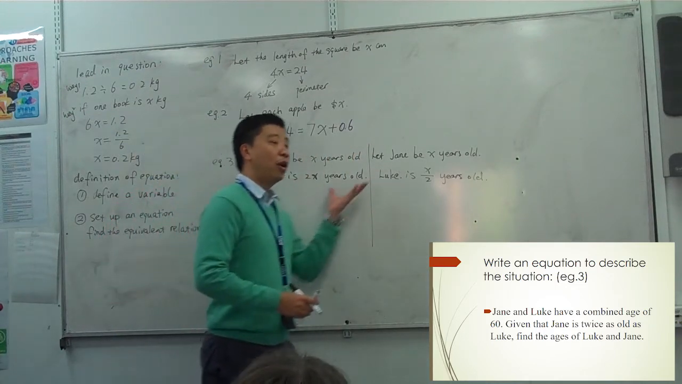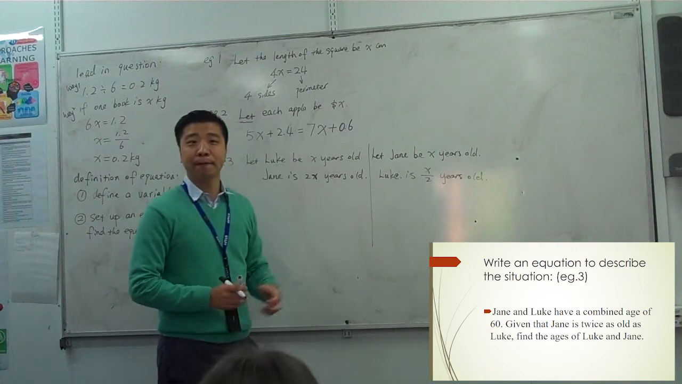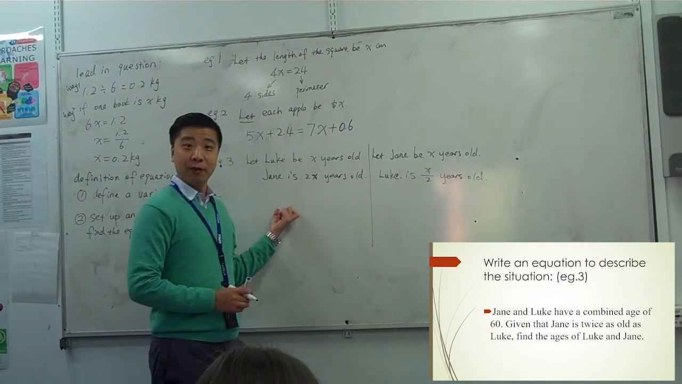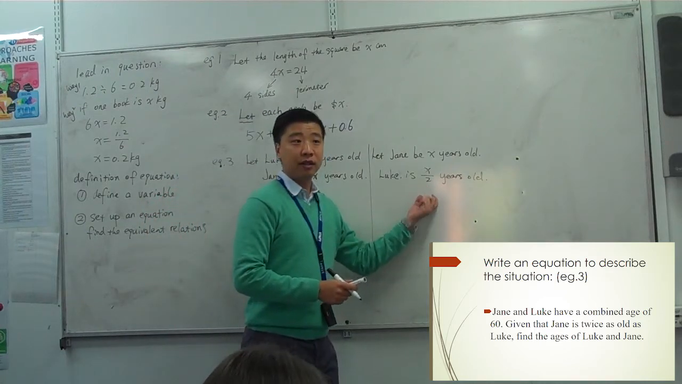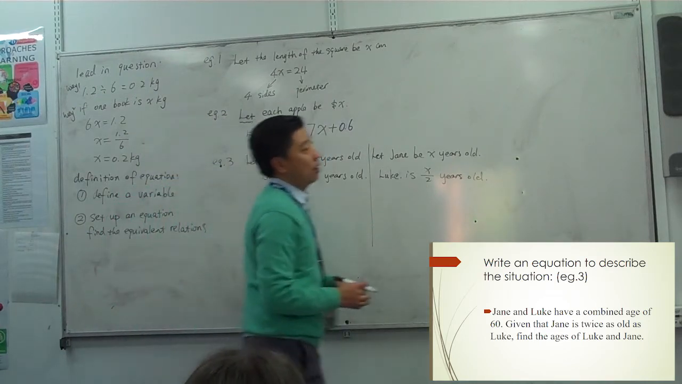Now you can see we can have different ways to solve that. Now everyone, which one do you think is easier? First one. Why is the first one easier? There's no fraction. Very good. It's no fraction.